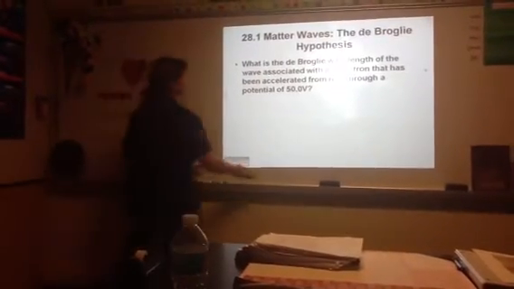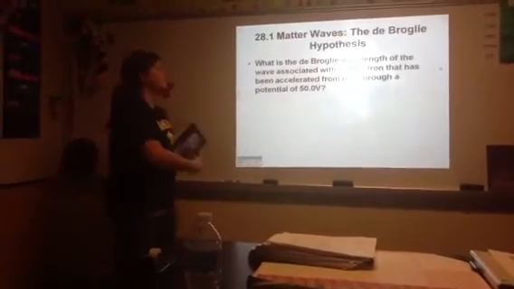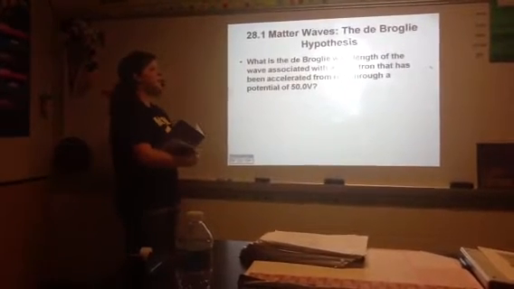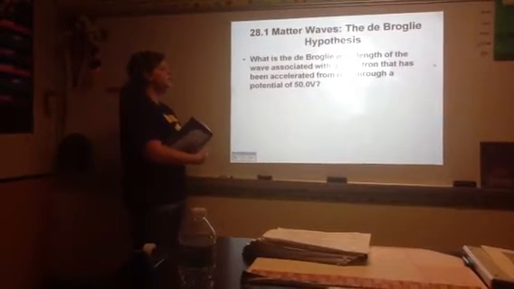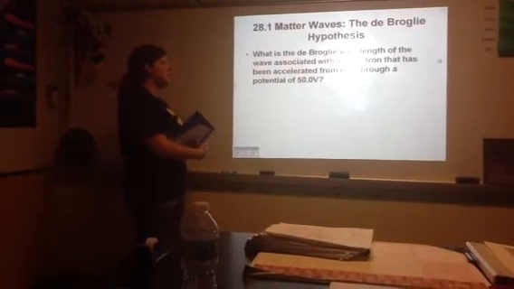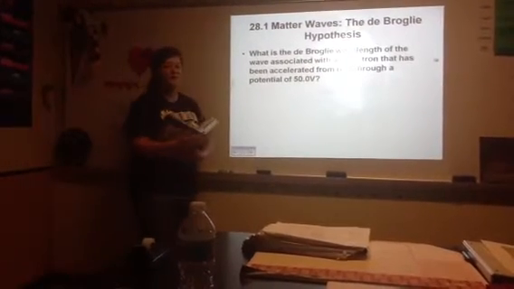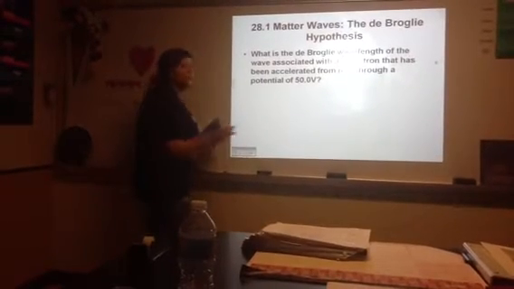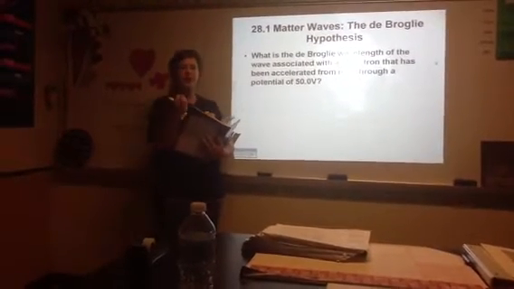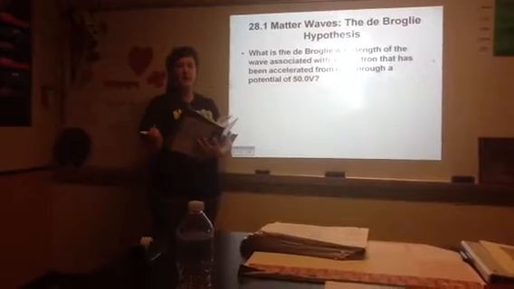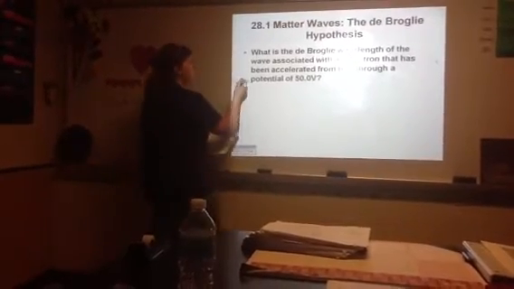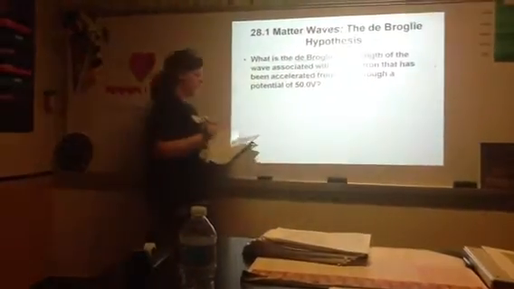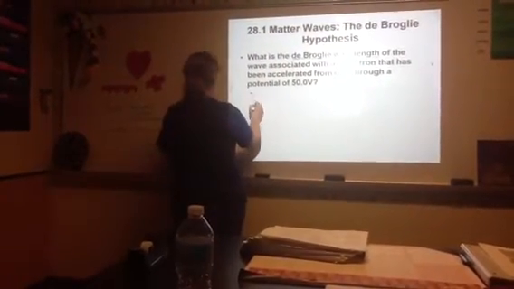All right, we have one more problem like this. What is the de Broglie wavelength of the wave associated with an electron that has been accelerated from rest through a potential of 50 volts? This is a really good question to bridge the gap between chapter 27 and 28, okay? Now, key phrase here, de Broglie wavelength. So I'm trying to find this wavelength here.